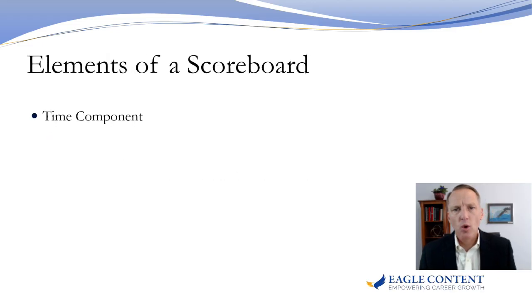So the elements of a scoreboard: typically any scoreboard is going to have a time component. It's going to have the KPIs. In sports, it's the score, the number of timeouts remaining, maybe there's a play clock. Those are things that are on the scoreboard so that everybody knows what's happening in the moment. So you need your KPIs up there based on what your goal is set towards.